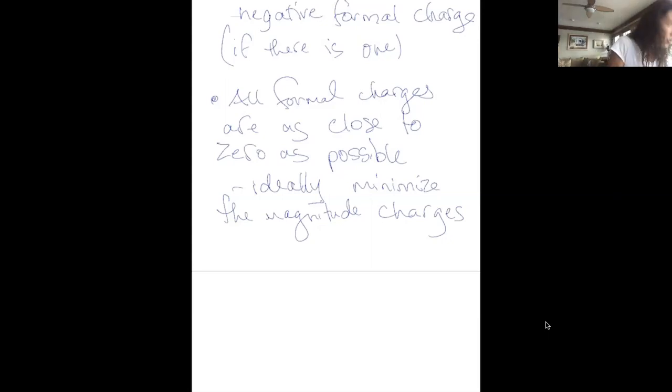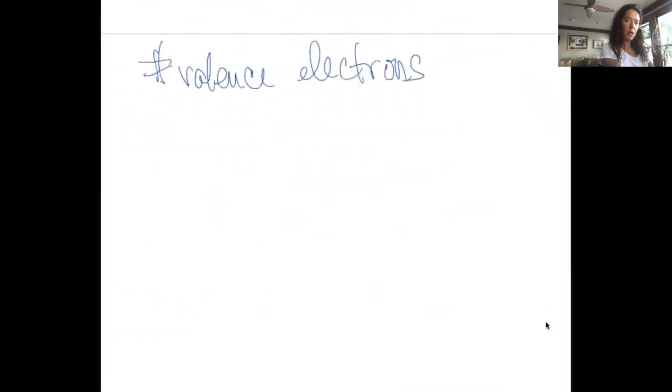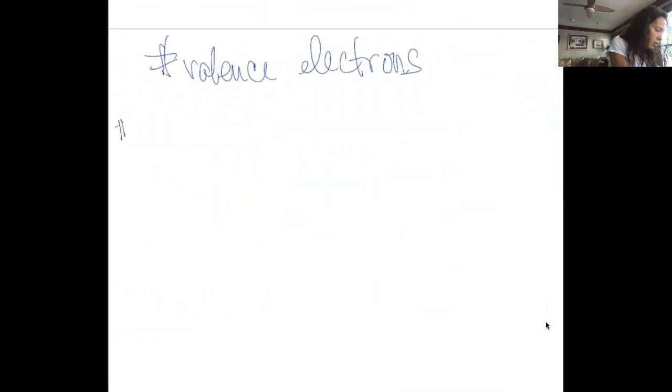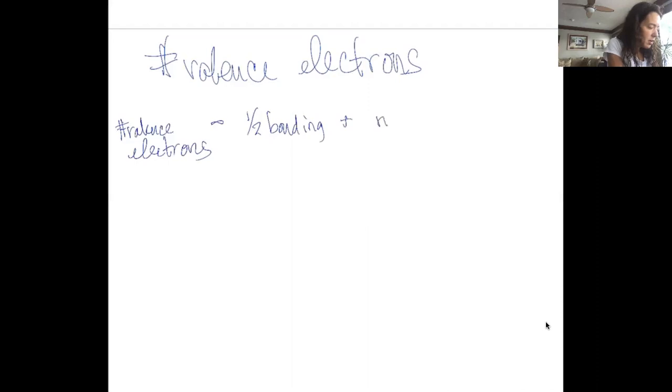So how do we get a formal charge? We take the number of valence electrons. I wish I had more room for that. I wonder if I could turn my screen. It doesn't really want to give me much space. Number of valence electrons. Okay, we're going to subtract from that one half bonding plus non-bonding electrons. It's easier just to tell you.